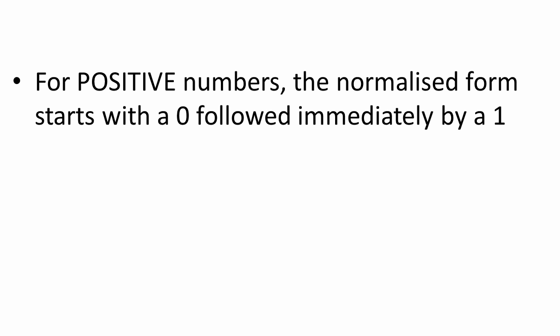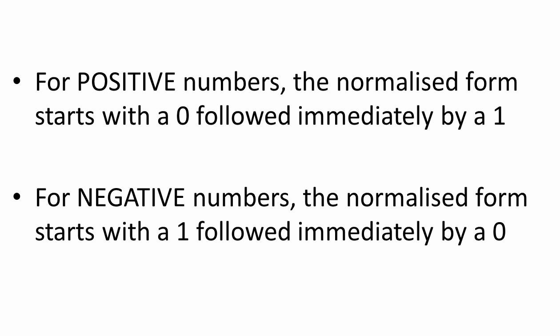If you've converted from denary to floating point binary in the way I've already described, you'll end up with a normalised representation and there's nothing more to do. You can easily spot a normalised floating point binary number because, for positive numbers, the normalised form starts with a 0 followed immediately by a 1. For negative numbers, the normalised form starts with a 1 followed immediately by a 0.